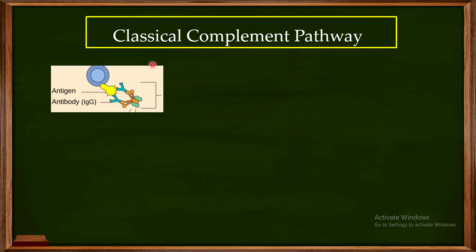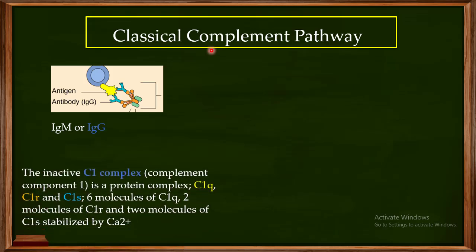The specific types of antibodies that activate the complement pathway are IgM or IgG. What I mean to say is that when the IgM or the IgG antibodies attach to the antigen, this complex of the antigen with the IgM or with the IgG acts as a signal for the activation of the classical complement pathway.